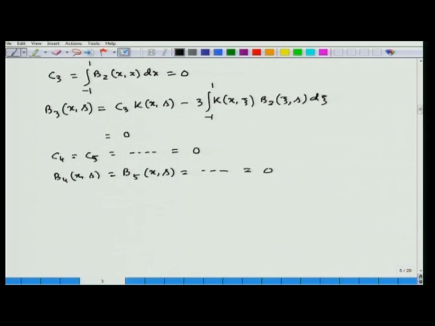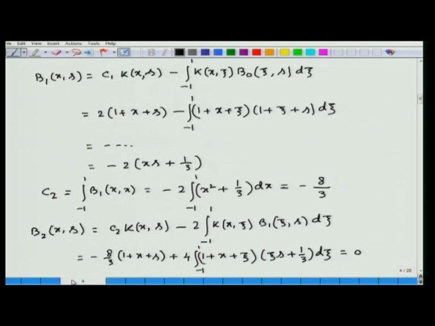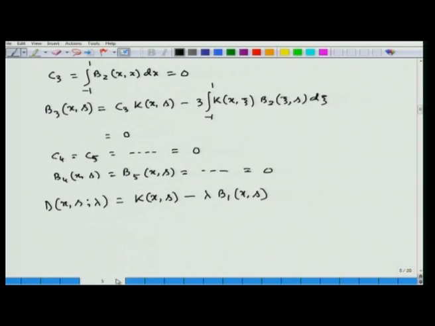So, as C3 and onwards are all equal to 0, and B3 and onwards all these quantities are identically equal to 0, therefore we can find that D(x, s; λ) is equal to k(x, s) minus λ B1(x, s), because B2(x, s) is equal to 0, B3(x, s) is equal to 0.